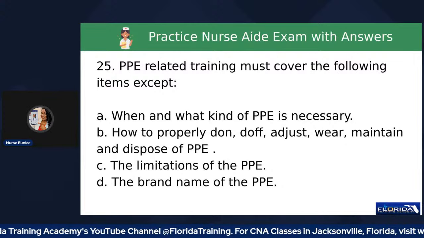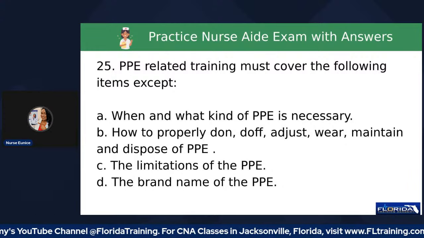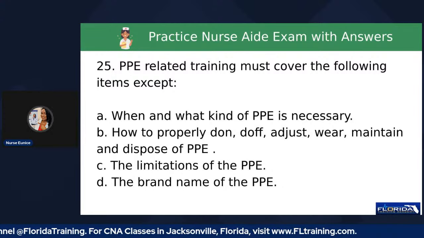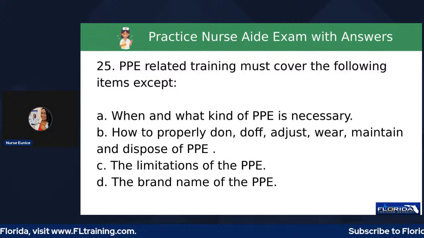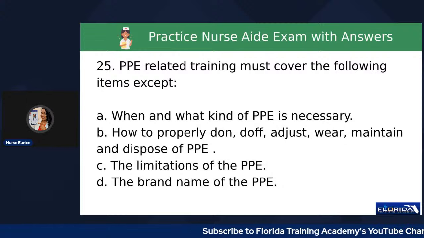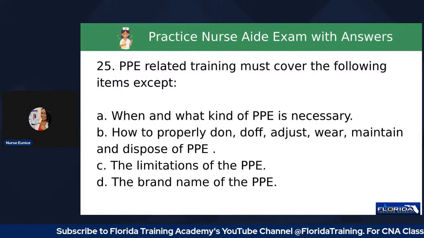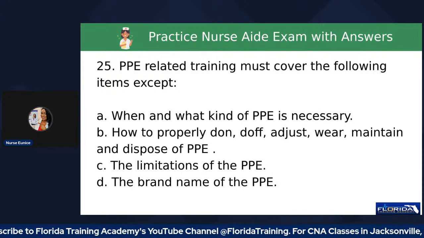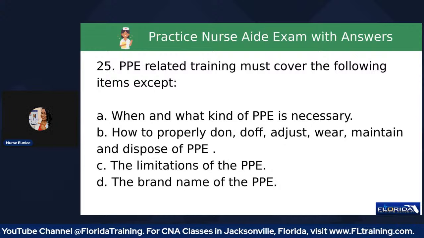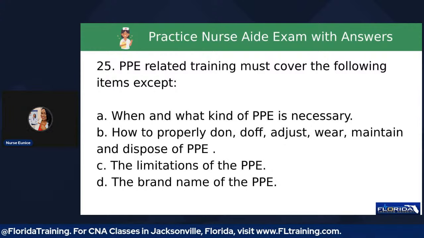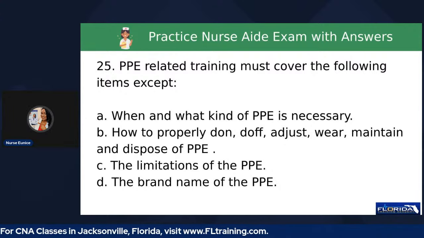Number 25, PPE-related training must cover the following items except: A, when and what kind of PPE is necessary. B, how to properly don, doff, adjust, wear, maintain, and dispose of PPE. C, the limitations of PPE. D, the brand name of PPE. Your job must provide all of the following training except.